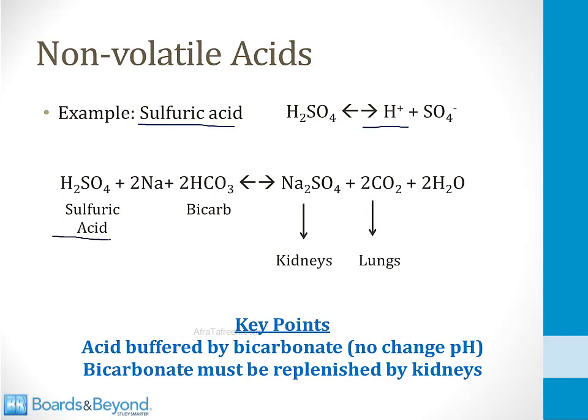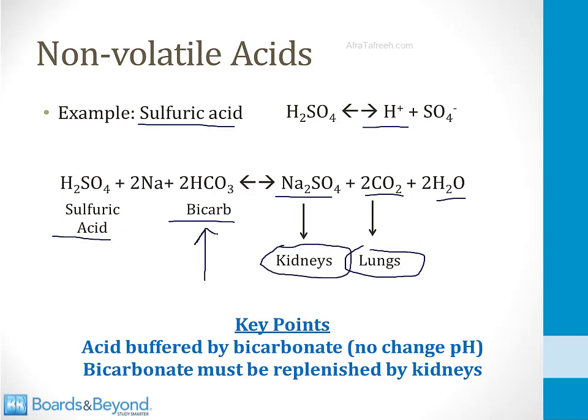So, any sulfuric acid produced from metabolism will combine with bicarb to form sodium sulfate, carbon dioxide, and water. The carbon dioxide will be eliminated by the lungs, and the kidneys will eliminate the sodium sulfate. And so, because of the presence of bicarbonate in the plasma, acids are buffered and there's no change in pH. But note that this reaction on the screen consumes several molecules of bicarb. So, the bicarb has to be replenished by the kidneys, and that's the kidney's role in acid base balance.